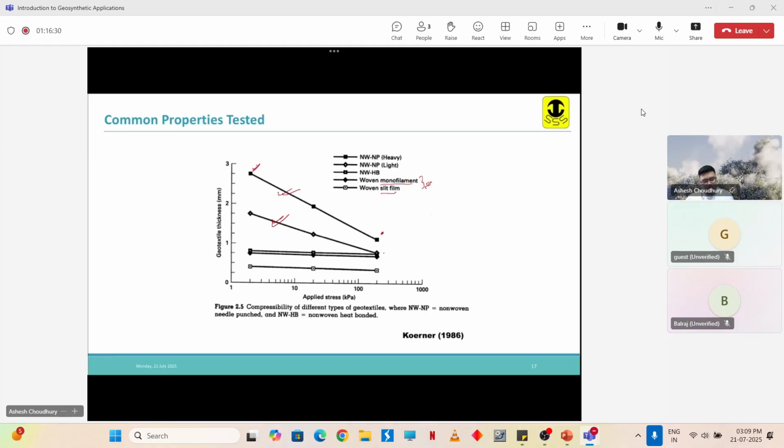And if you have a look here, this woven geotextile or non-woven heat bonded geotextile, these are less compressible. With increase in the applied stress, the thickness is not changing that much. All right, so these are less compressible.